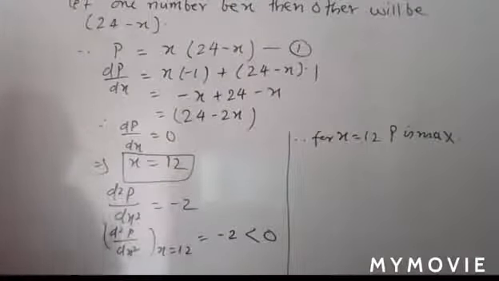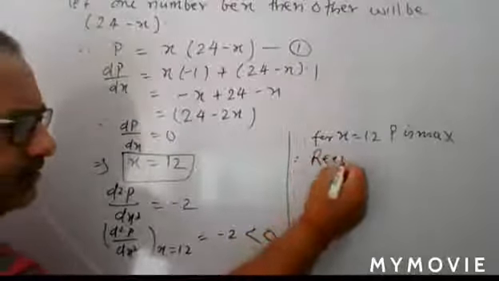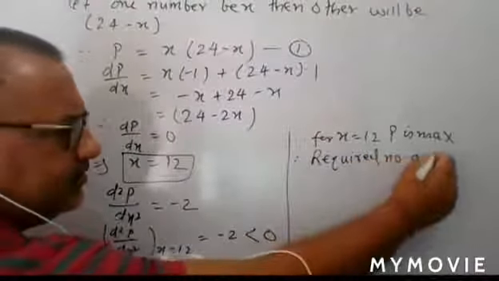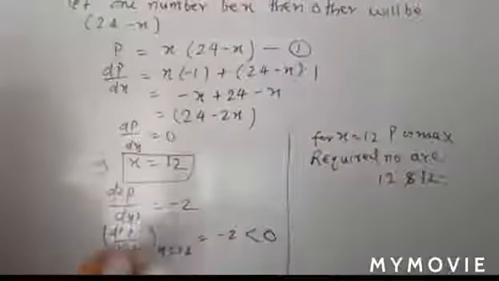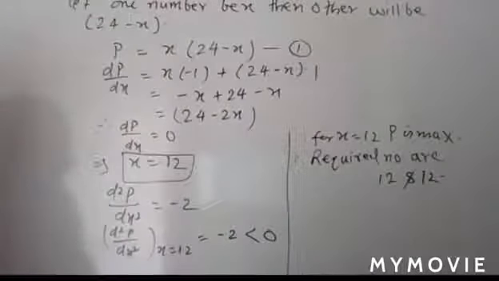So what is your required number? Here you do not have to find the maximum product, only the values of x. So you write: hence the required numbers are 12 and 24 minus x, so you can write 12 and 12. So this is the process in which you can solve any word problem.